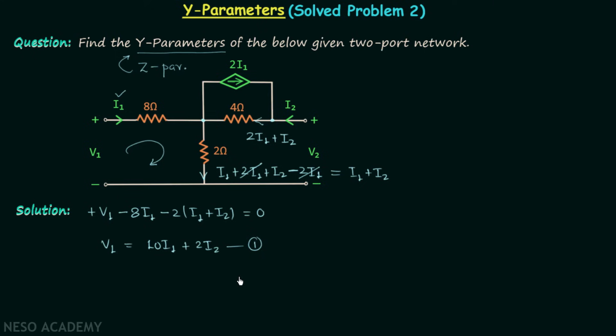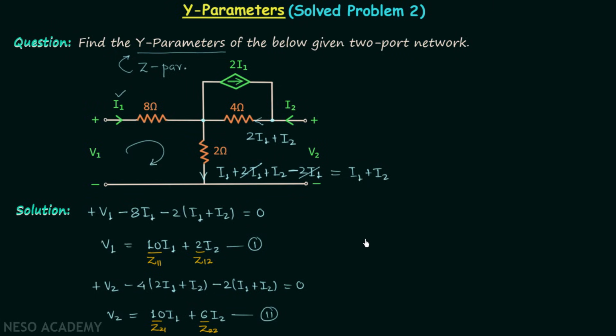Now we will obtain the output KVL equation. We will have plus V2, then minus 4 multiplied to 2I1 plus I2, after this minus 2 multiplied to I1 plus I2, then equal to 0. And simplifying this, we will have our equation number 2, that is voltage V2 equal to 10 times current I1 plus 6 times current I2. This is equation number 2. So in this way, we have obtained our Z parameters. 10 is Z11, 2 is Z12, 10 is Z21, and 6 is Z22.